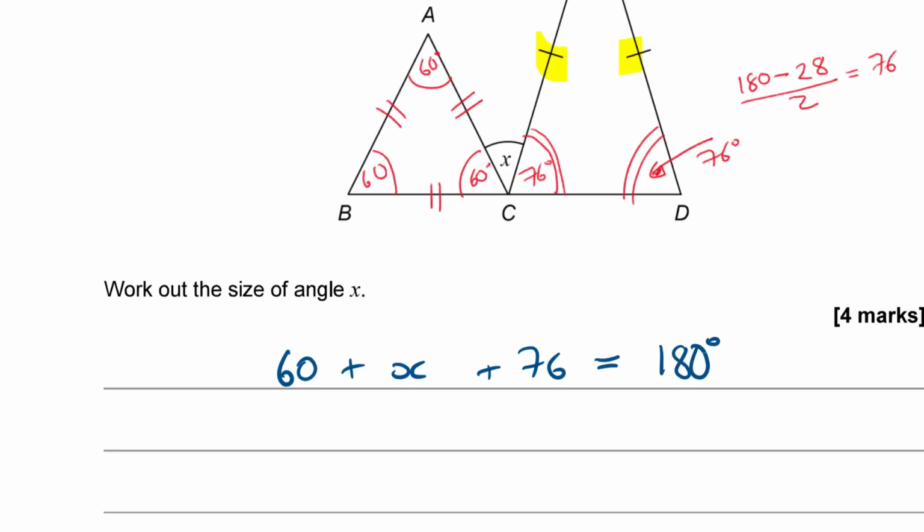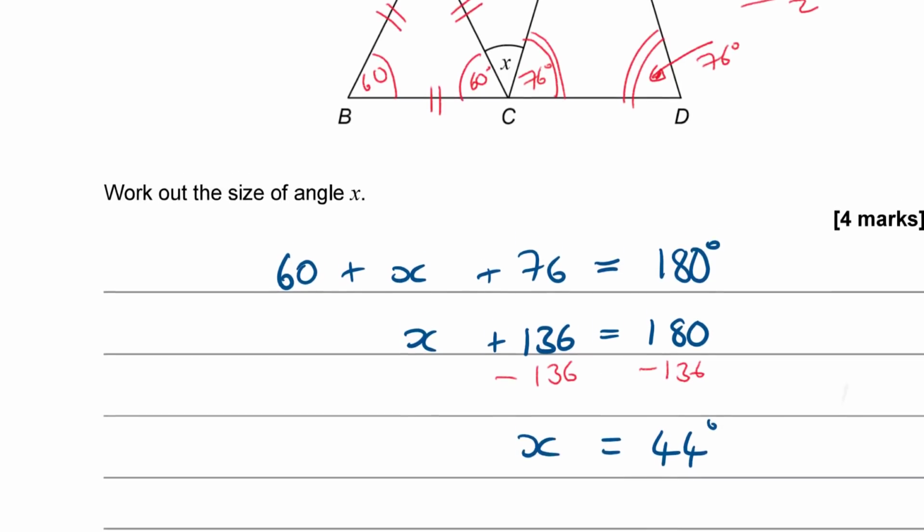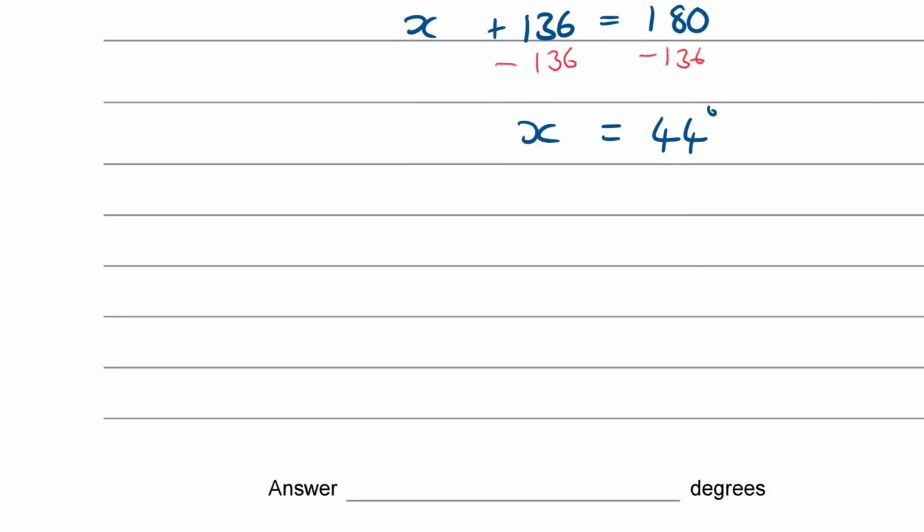Okay, so 60 plus 76, just combining those two numbers together, is 136. So x plus 136 is 180. And then look, subtracting 136 from both sides will tell me what x is. So x then is going to be 180 minus 136, which is 44 degrees. Okay, so x is 44.